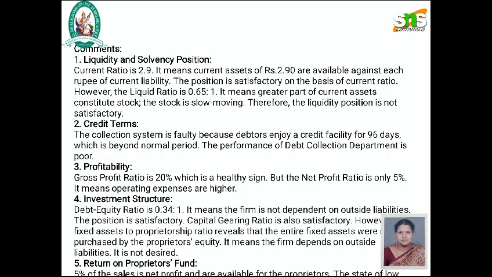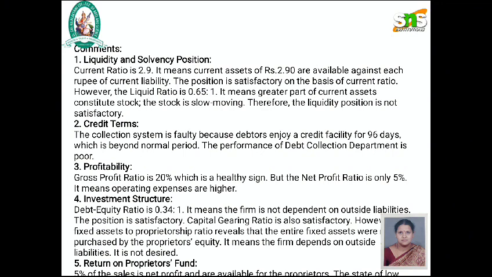Now coming to the comments, liquidity and solvency position of the firm. Current ratio is 2.9. It means current assets of 2.90 are available against each rupee of current liability. The position is satisfactory on the basis of current ratio. However, the liquid ratio is 0.65:1. It means a greater part of current assets constitutes stock. The stock is slow moving. Therefore, the liquidity position is not satisfactory.